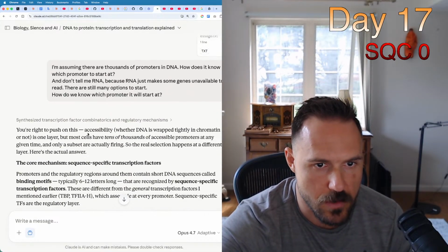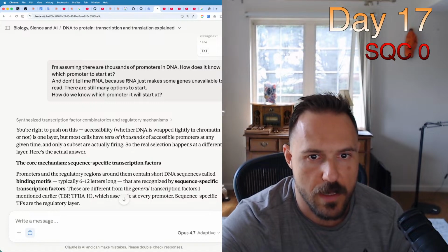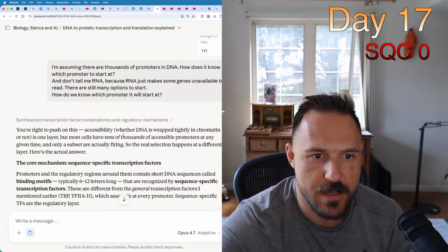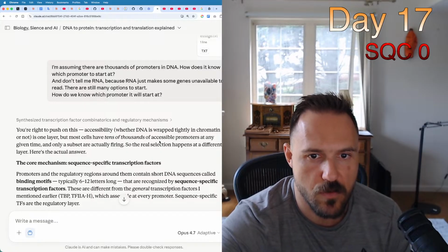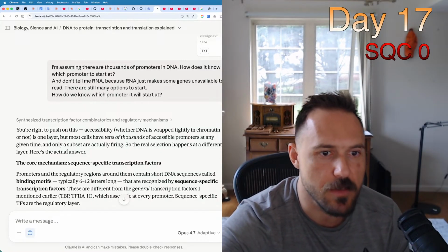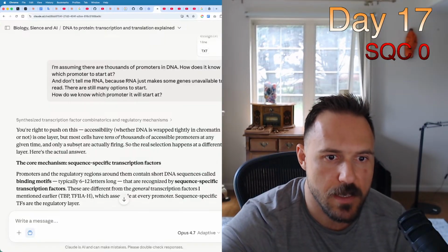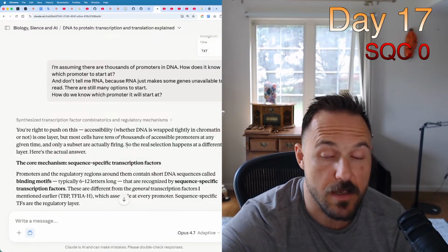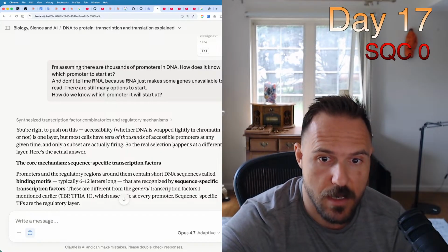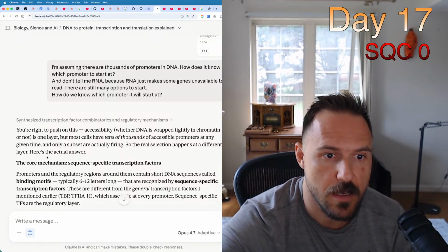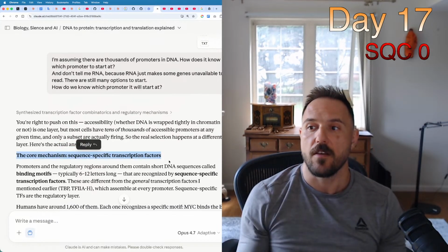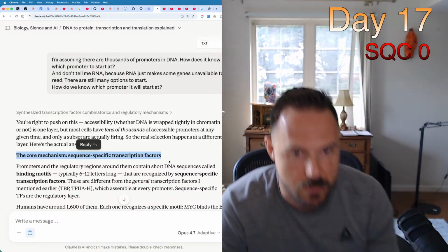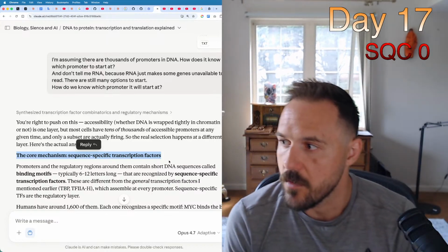You're right to push on this. Accessibility, where DNA is wrapped tightly in chromatin or not, is one layer, but most cells have tens of thousands of accessible promoters at any given time. Exactly. And only a subset are actually firing. Exactly. So the real selection happens at a different layer. Here's the actual answer. So we do have the answer. Interesting. Let's go.